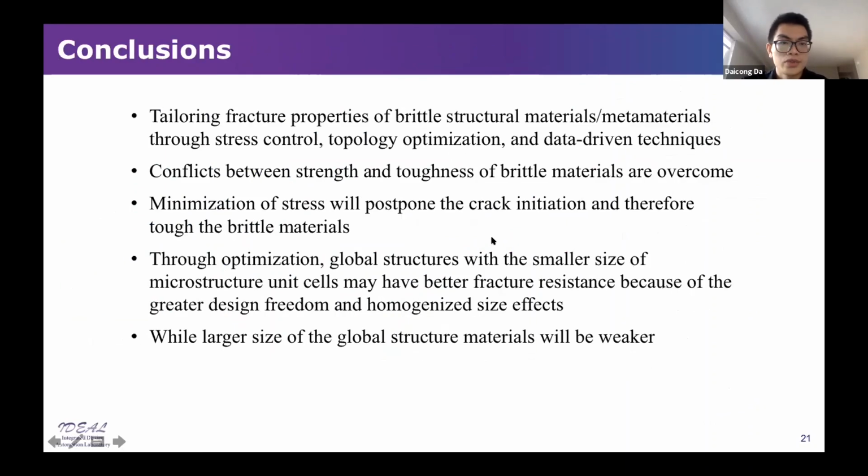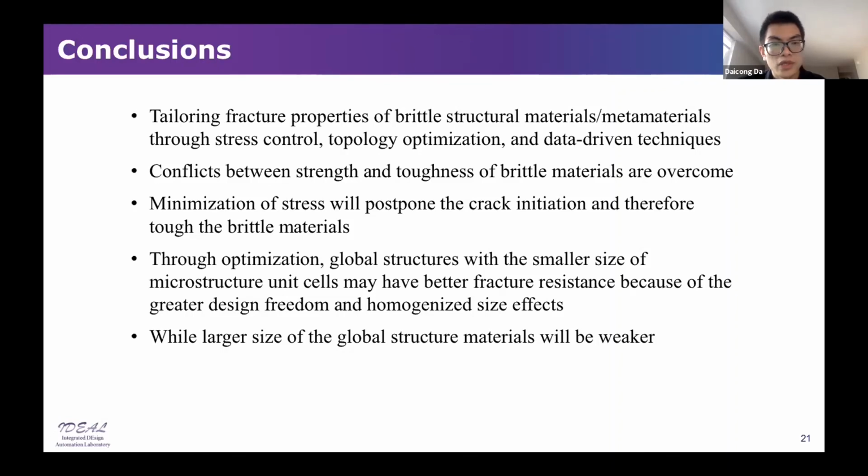So I come to the conclusion part. By tailoring the stress distribution and combining topology optimization and data-driven techniques, we can tailor the fracture performance of brittle structure materials. And also the conflict between strength and toughness of brittle material is overcome, as you can see that our optimized result can achieve a very large amplification of toughness, while the peak load is not sacrificed too much. And also the minimization of the stress will postpone the crack initiation and therefore toughen the brittle materials.